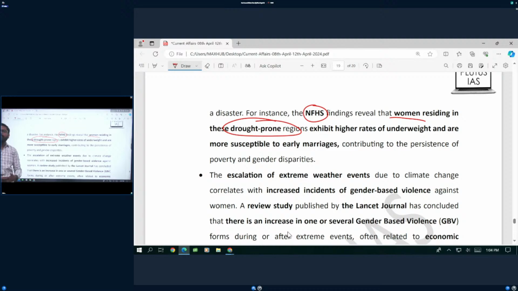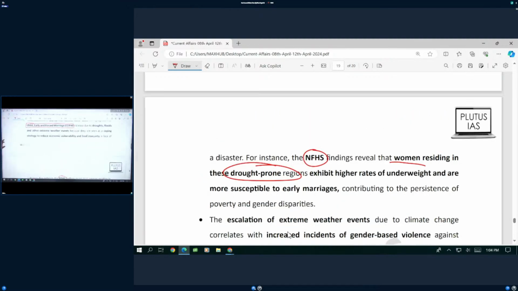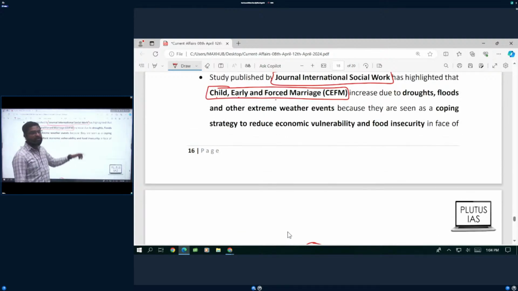Whenever there is an extreme climatic event, दोनों स्टडी साबित करती हैं. NFHS स्टडी इंडिया की है और आपका International Social Work, both argue whenever there is any erratic event, the chances of a girl getting married early, forced marriage and child marriage increases. And we can see in India, in every drought prone area, the women are often married earlier than in non drought prone areas. ठीक है, तो दो लिंक हो गया हमारे पास.